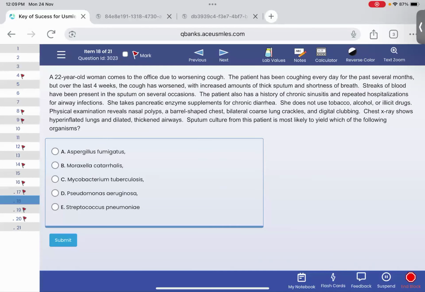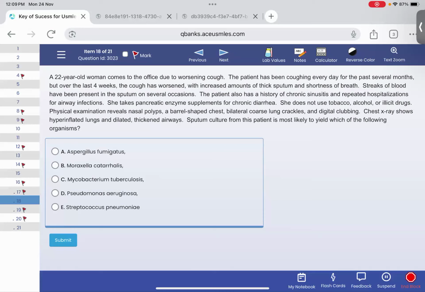Okay. Next question. Sputum culture from this patient is most likely to yield which of the following organisms? A 22-year-old woman comes to the office due to worsening cough. The patient has been coughing every day for the past several months, but over the last 4 weeks, the cough has worsened with increased amount of thick sputum and shortness of breath. Streaks of blood have been present in the sputum on several occasions. The patient also has a history of chronic sinusitis and repeated hospitalization for airway infections. She takes pancreatic enzyme supplements for chronic diarrhea.